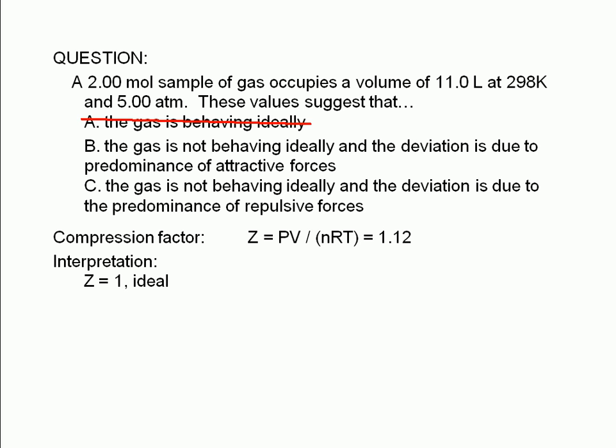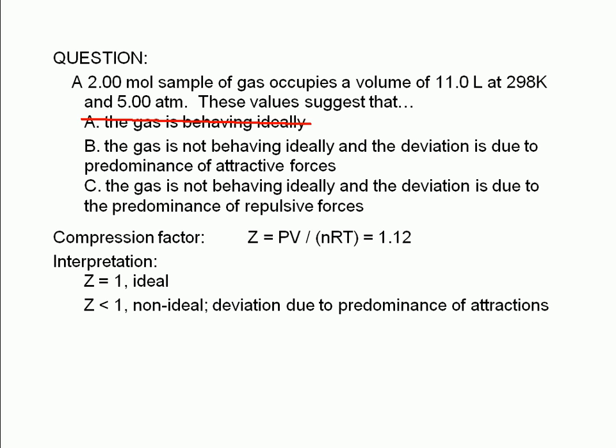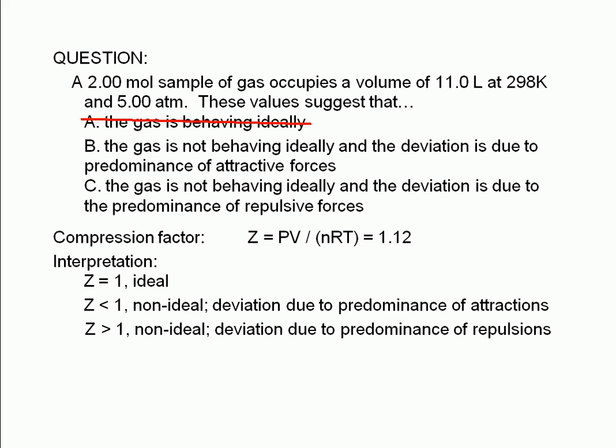To determine the reason for the deviation from ideal behavior, we compare Z to 1, which is the ideal value. If Z is less than 1, then we say that we're dealing with conditions where the deviation is primarily due to attractions among the molecules. And if Z is larger than 1, the deviation is primarily due to the repulsions. Therefore, since our Z is larger than 1, the correct answer is C.